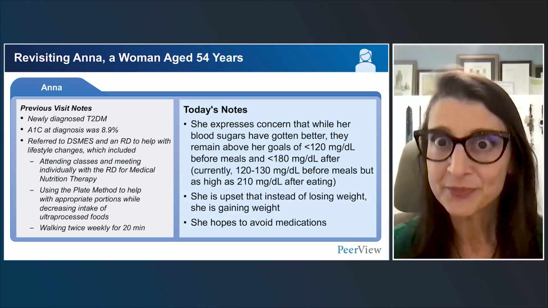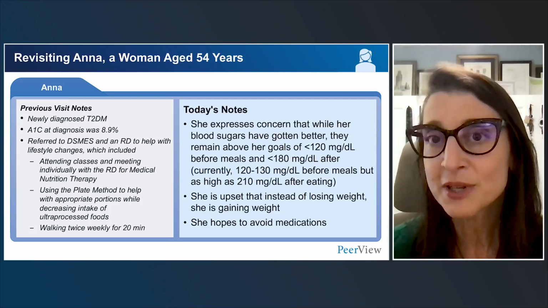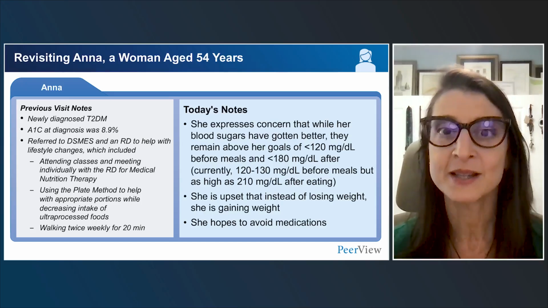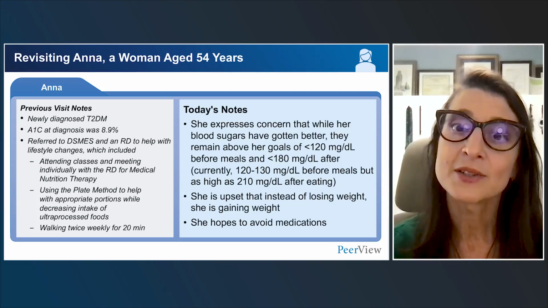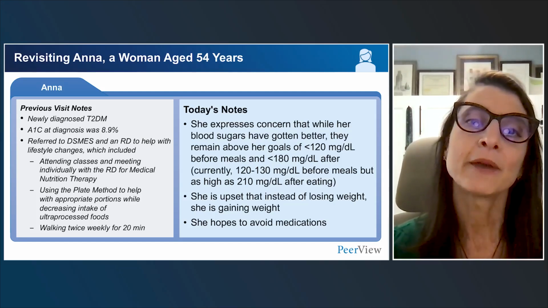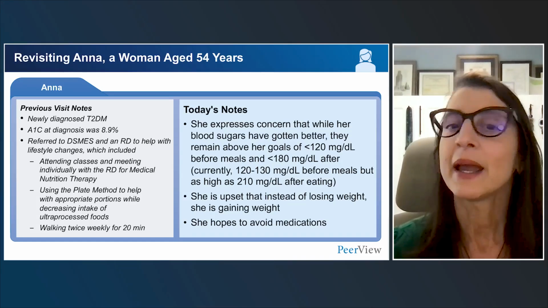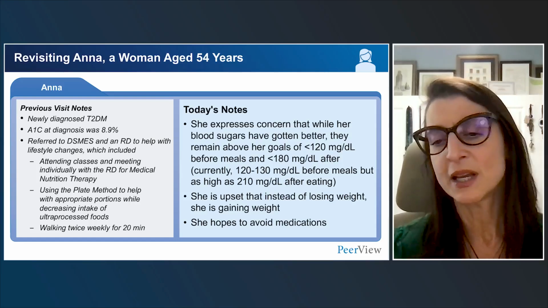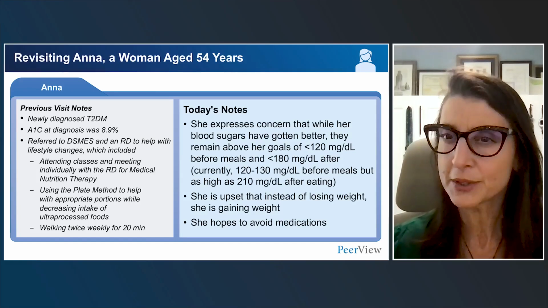So today, Anna is in for her first month follow-up with me since her initial diagnosis of type 2 diabetes. She's already been to see the dietitian and she's attended classes. Today, she's expressing concern that while her blood sugars have gotten better, they remain above the targets discussed of less than 120 and less than 180 after she eats. She said she's running anywhere from 120 to 130 before she eats, but it's really her after meals that are concerning her.